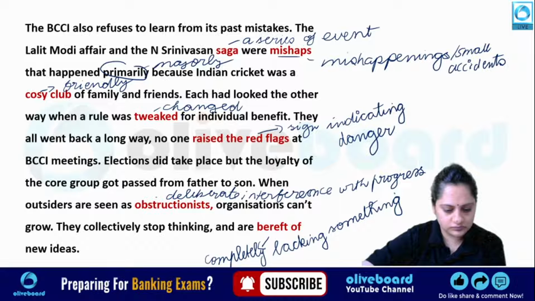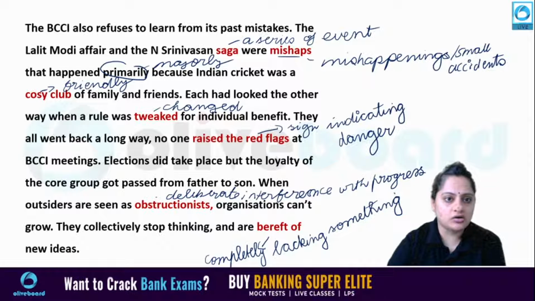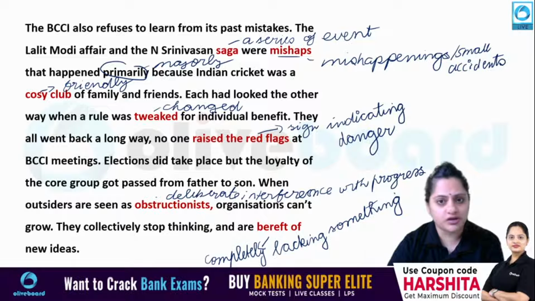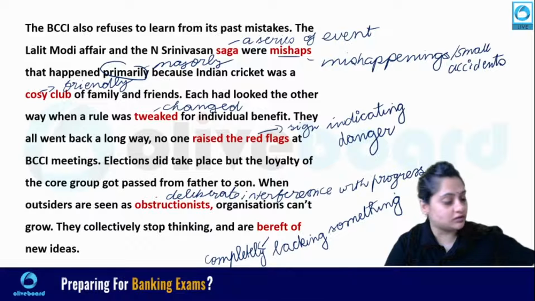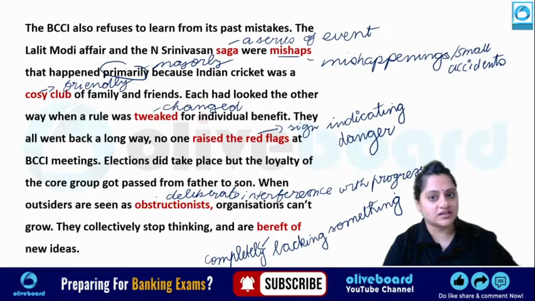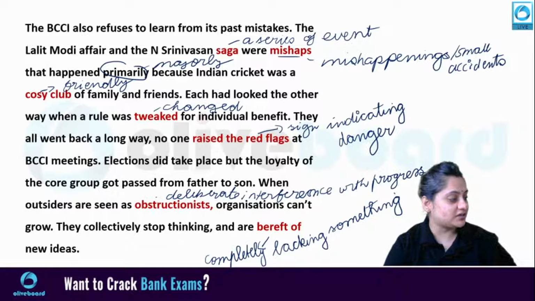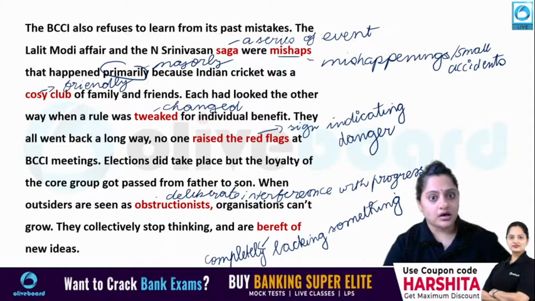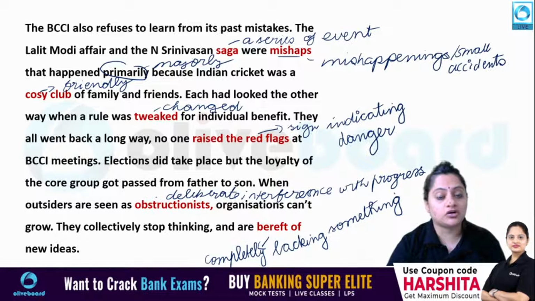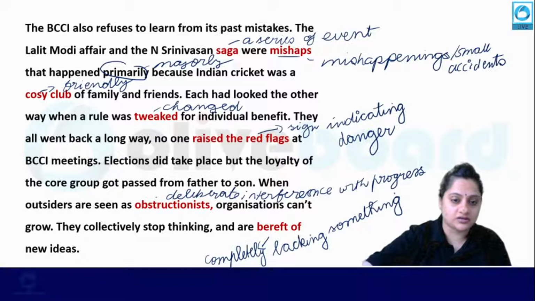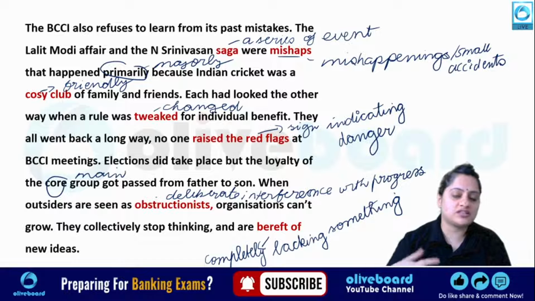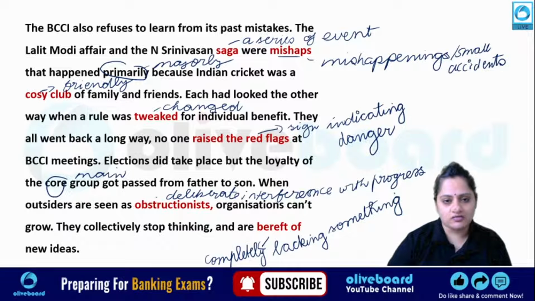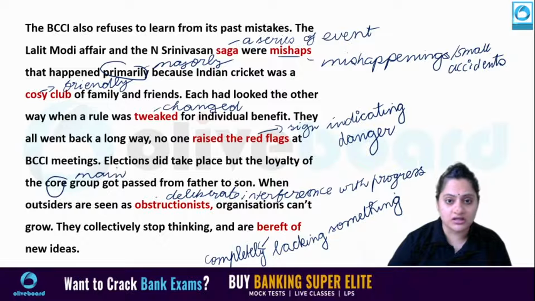Okay. Now, each had looked the other way when rules were changed for individual benefit. No one showed a sign, no one even raised a red flag. No one said or indicated that there is some danger, there is some trouble or difficulty. Okay, in the BCCI meetings also nobody spoke. Elections did take place, but the loyalty of the core group, the main group, got passed from father to son. So in BCCI always that happened. In the main group, there is one group of people who run it, and obviously in the same family they will pass the authority, the power.